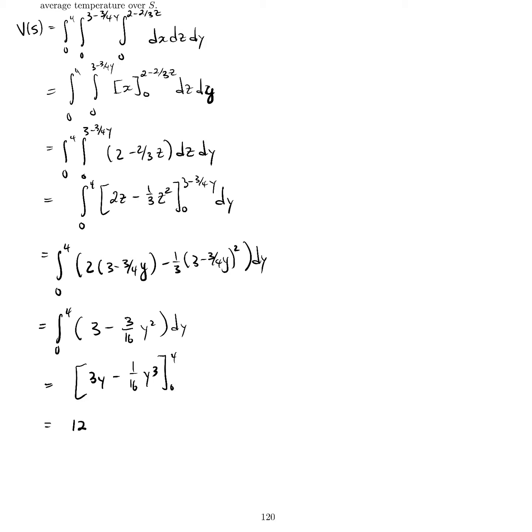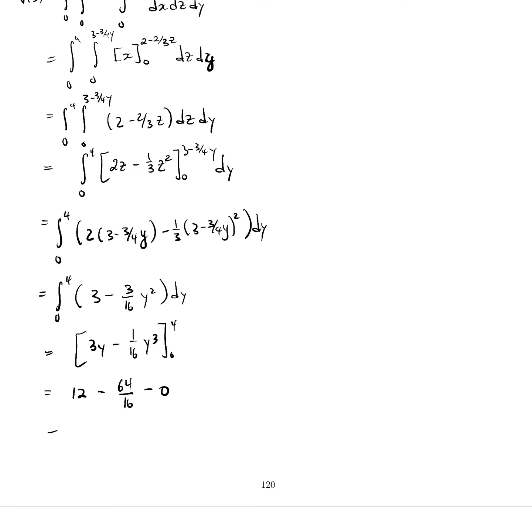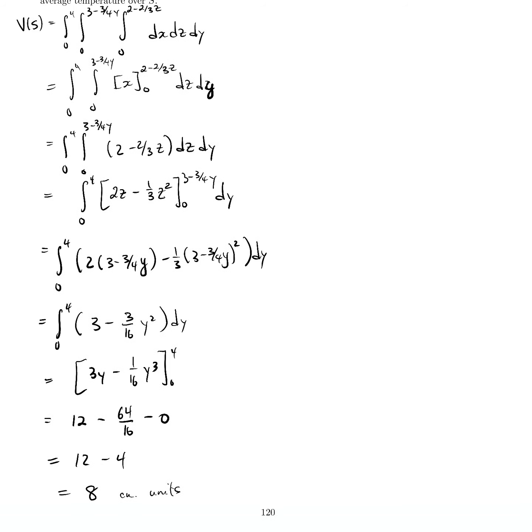3 times 4 is 12 minus 64 over 16 minus 0 again. 64 over 16 is 4. 12 minus 4 is 8. 8 cubic units. That's a volume after all. So there is our volume.